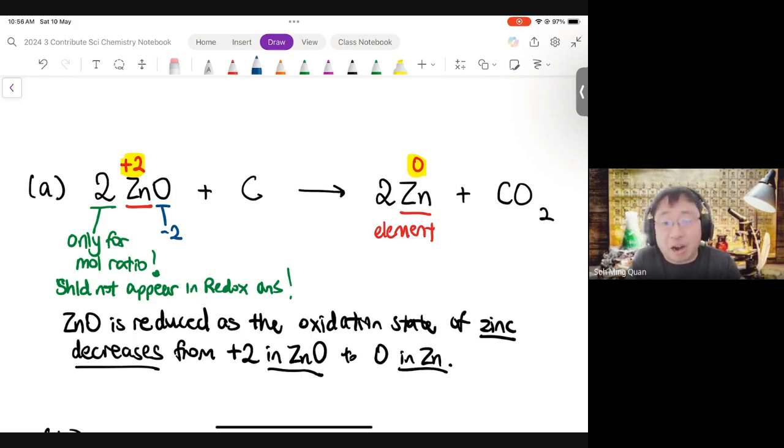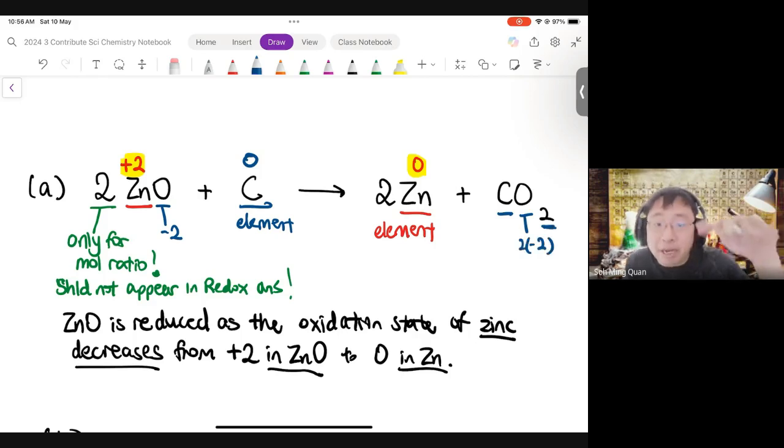Non-metals like carbon, nitrogen, chlorine, these are examples. So carbon is next. Again, you can see element at the start. It's just C. An element is 0 by definition when it's uncombined. It's not combined with anything. At the end, it forms CO2, carbon dioxide. So again, we apply the principle. Oxygen is -2. However, there are two oxygens.